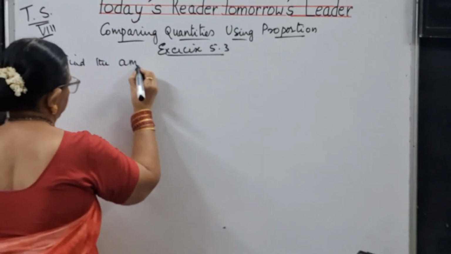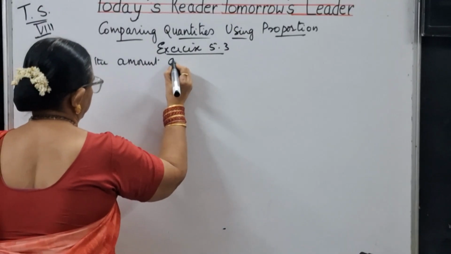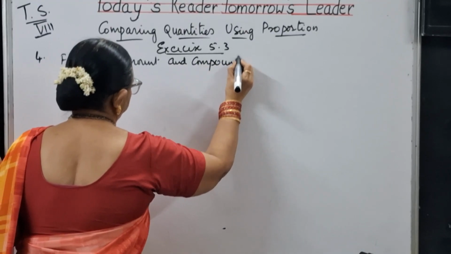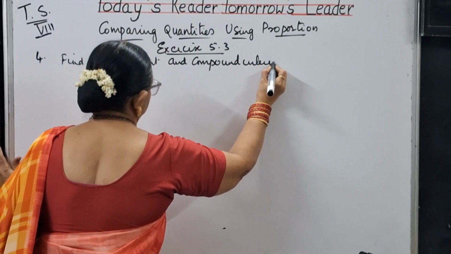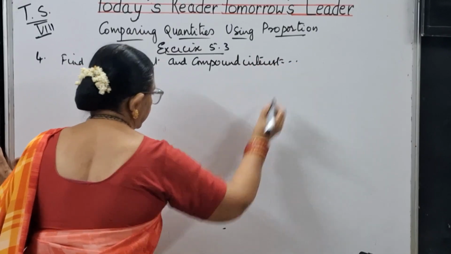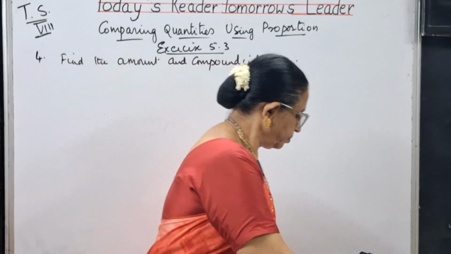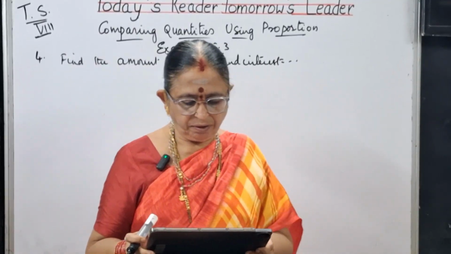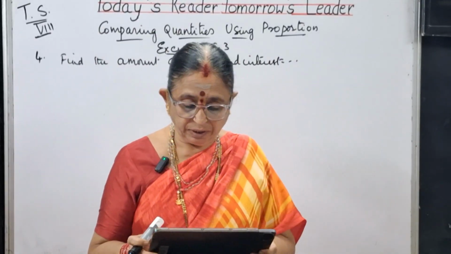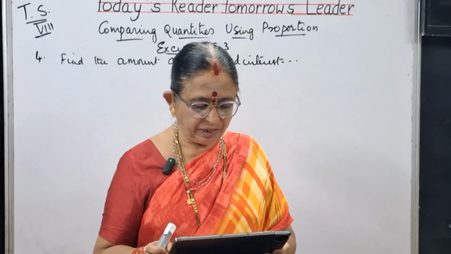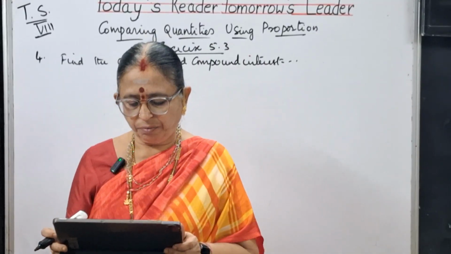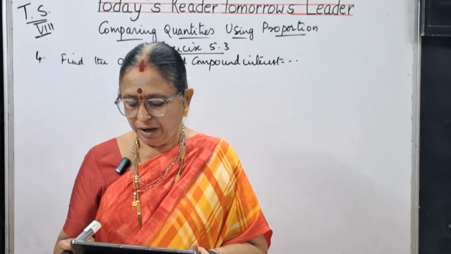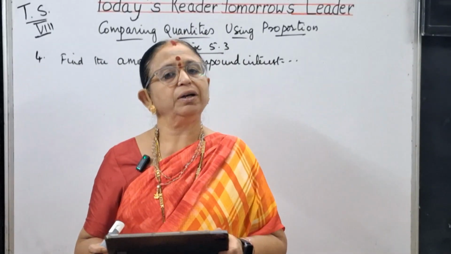Find the amount and compound interest. So the problem goes on like this. Let me read the problem. Find the amount and compound interest for rupees 6,500 for 2 years compounded annually.